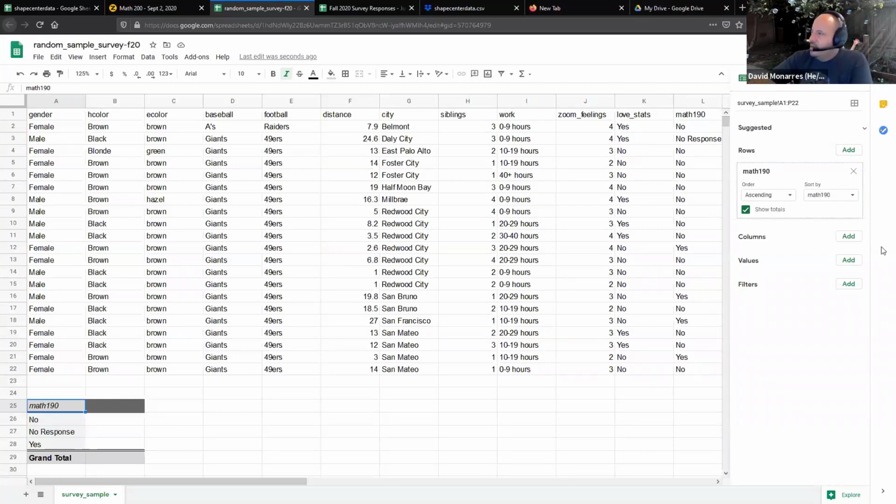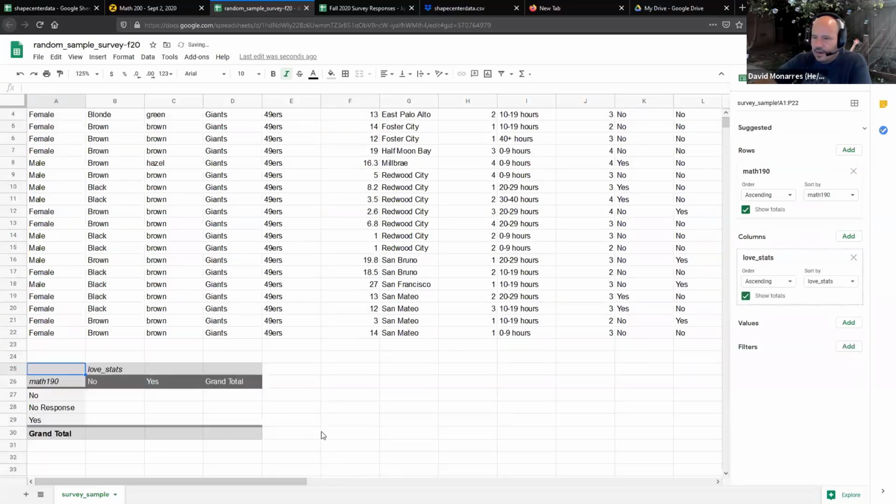Okay, so now what's going to be a little bit different than what we had before is that instead of going straight to values, I'm now going to pick something for the columns. So here's where I put in the other variable that I want to simultaneously view. So in this case, Math 190 is the one variable. The love of stats will probably be my other variable. So I have love of stats right there.